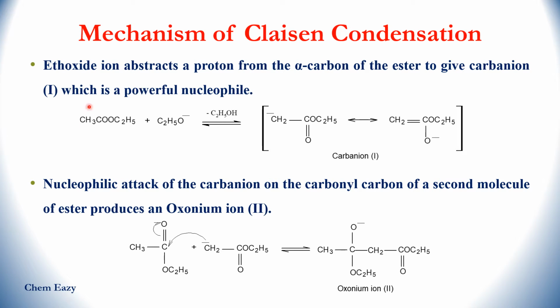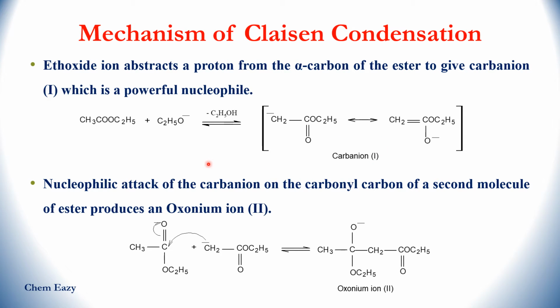So this is an ester, ethyl acetate, which consists of an alpha carbon atom here. With the alpha carbon atom, 3 protons are there, 3 hydrogen atoms, and this is a base, ethoxide ion. This ethoxide ion abstracts one of the protons from the ester and produces carbanion. This carbanion is a powerful nucleophile.